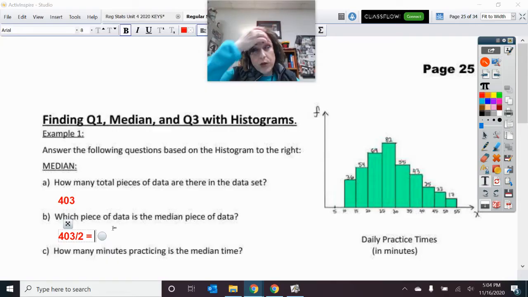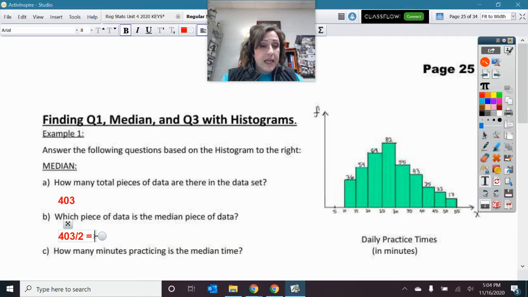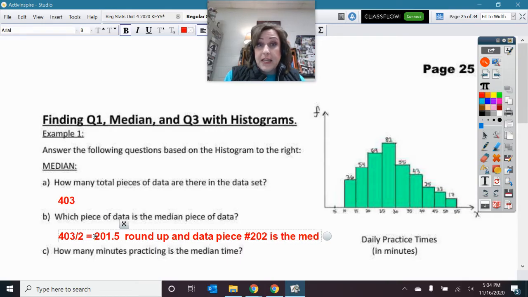403 divided by 2 is going to be 201.5. If it comes out to be an odd number like that, then what we do is we round up, and that makes data piece number 202 the median. That's how that works. So let's come up here and find it.